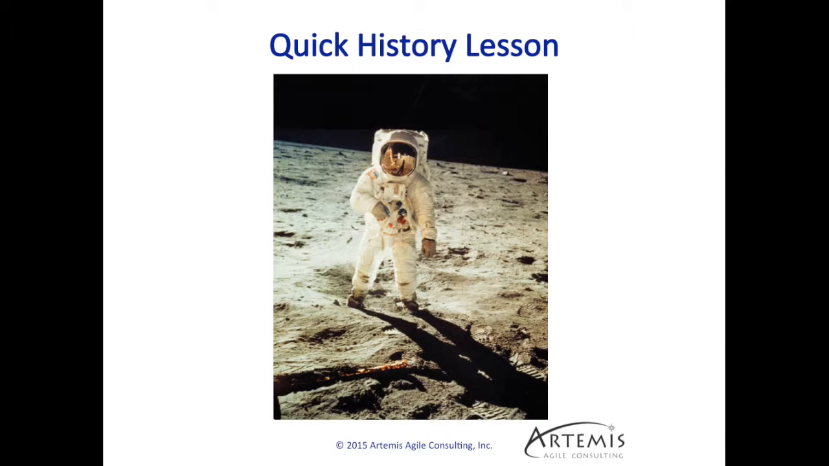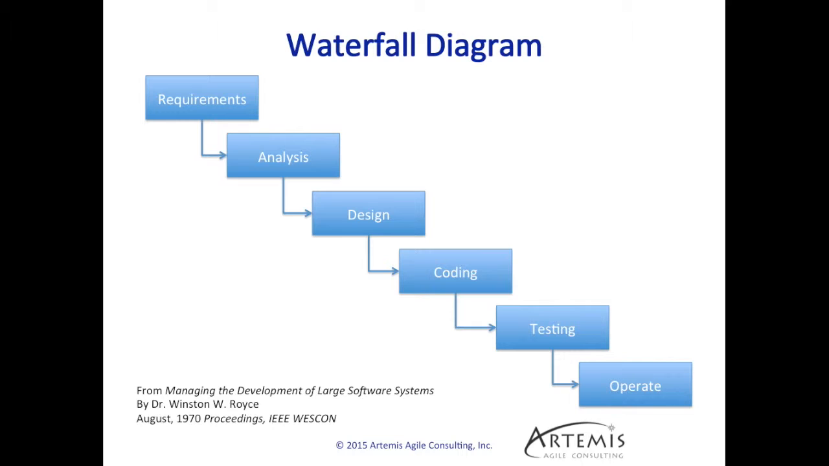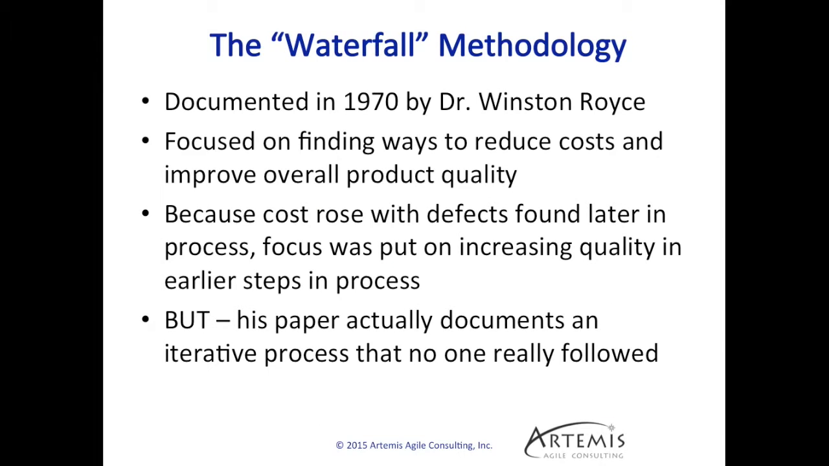Okay, it's time for a quick history lesson. So, at about the same time that this guy was tromping around on the moon, this diagram was being documented and published. And yes, this is the standard waterfall diagram: requirements, analysis, design, coding, testing, and operate. This was what, in 1970, Dr. Winston Royce documented as a flow for software development. He was trying to find ways to reduce the cost of fixing defects and improve the overall product quality of the products that his teams worked on.